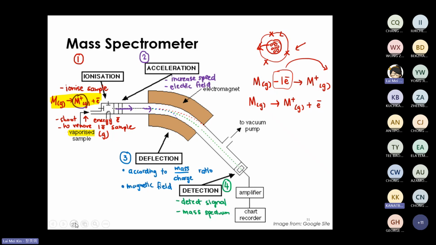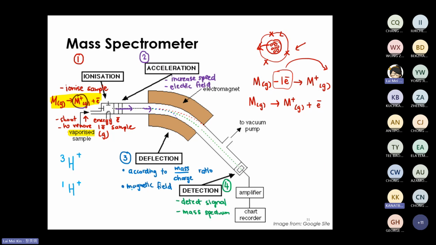I would like to further clarify about this mass over charge ratio. What is the meaning of mass over charge ratio? For example, I have hydrogen 3 positive, and I have hydrogen 1 positive.